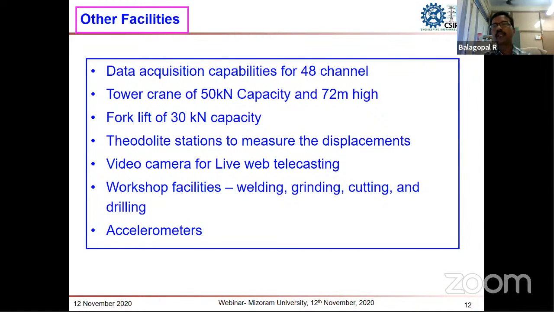We have tested transmission towers up to 80 meters in height. We have forklift capacity and tail-light stations for measuring the deflections. We have a video camera for live webcasting, and a workshop for fabrication. Suppose a tower member has to be replaced, we can immediately fabricate it and fix it on the tower during testing, so that the prototype testing is not disrupted. We also have some accelerometers to fetch the dynamic response of small R&D towers, and we have taken some vibration data on full-scale towers also.